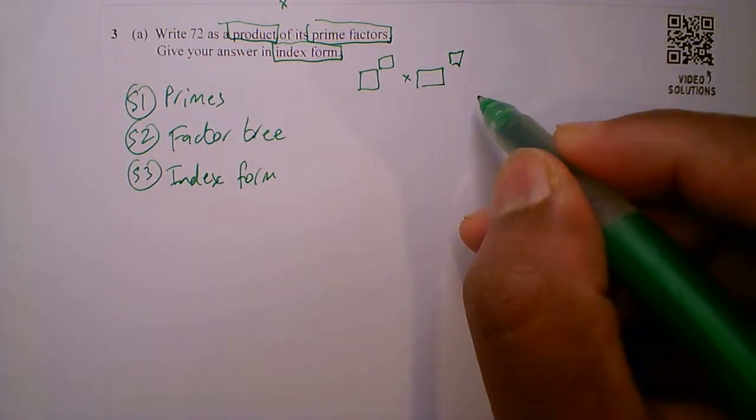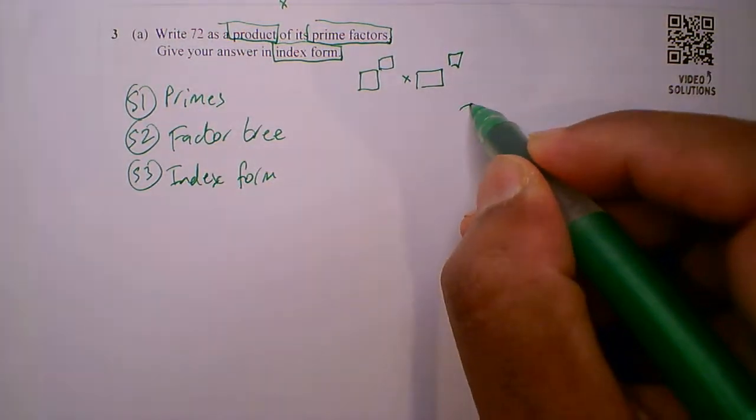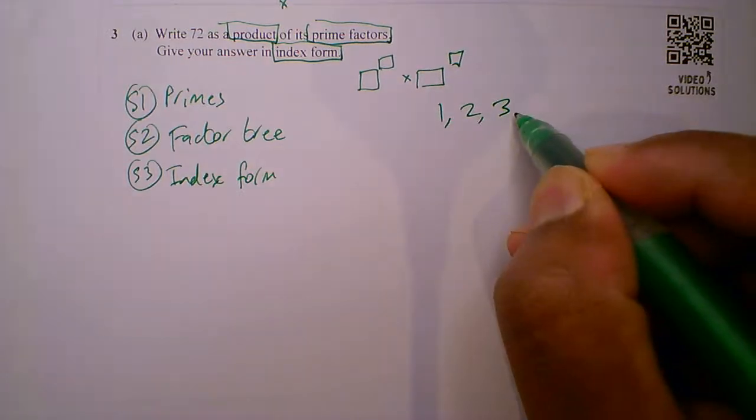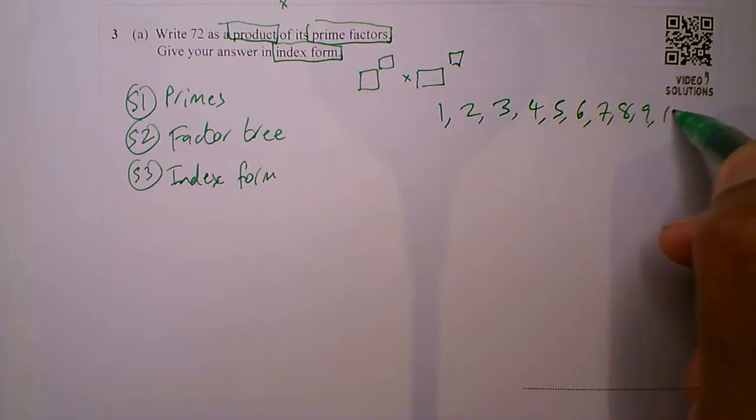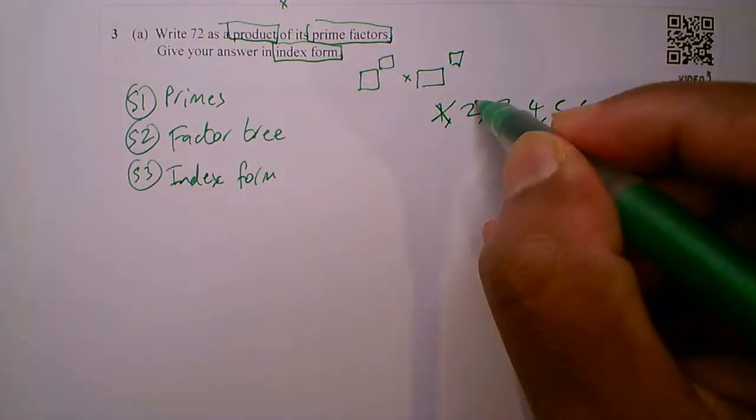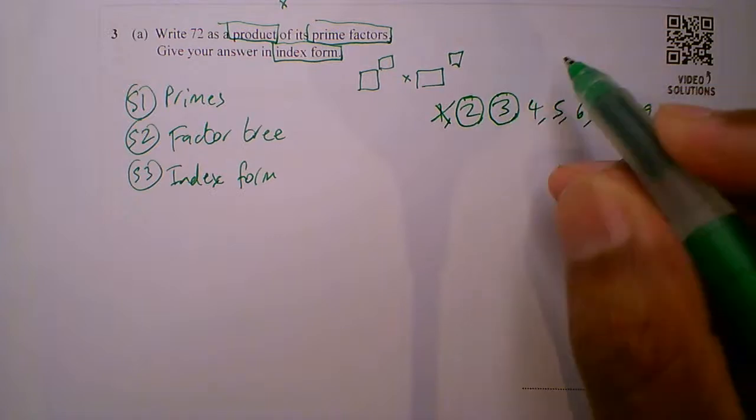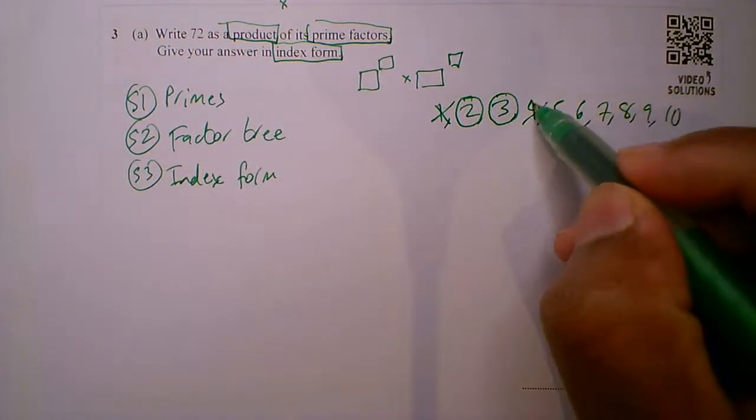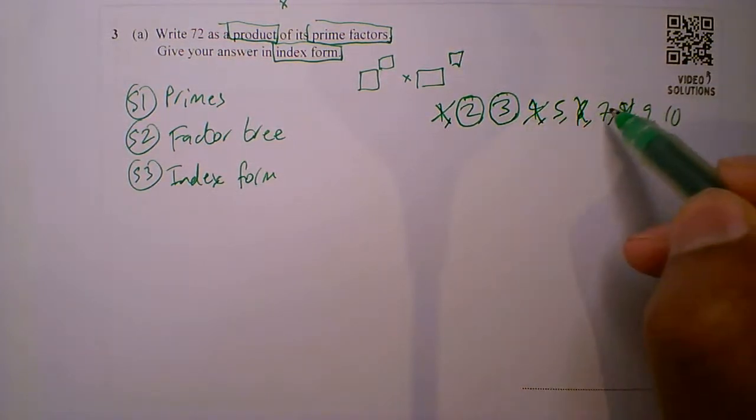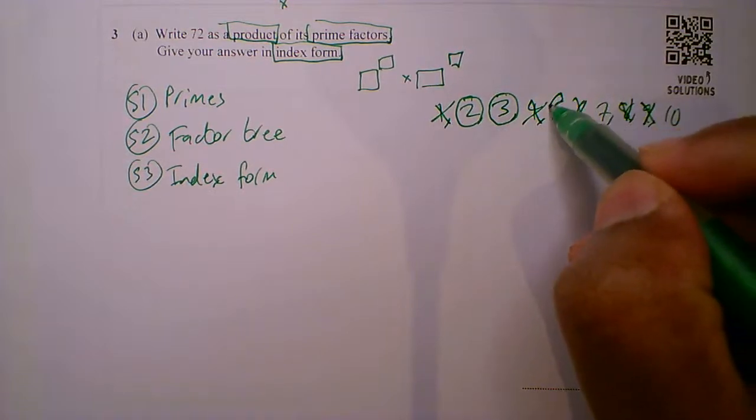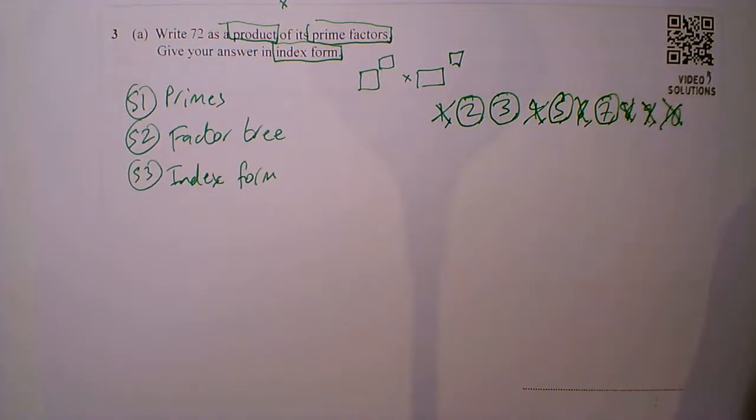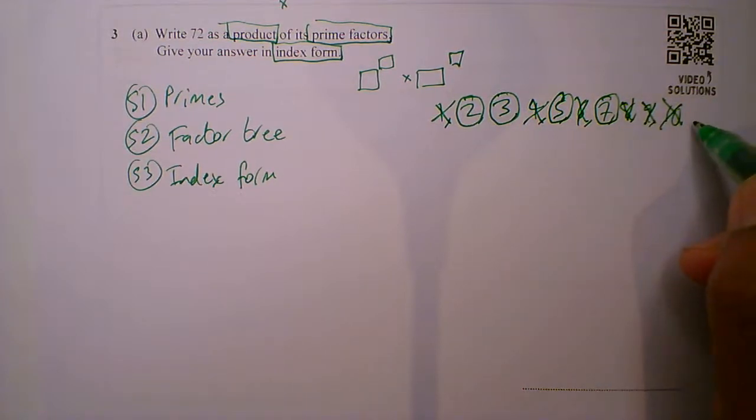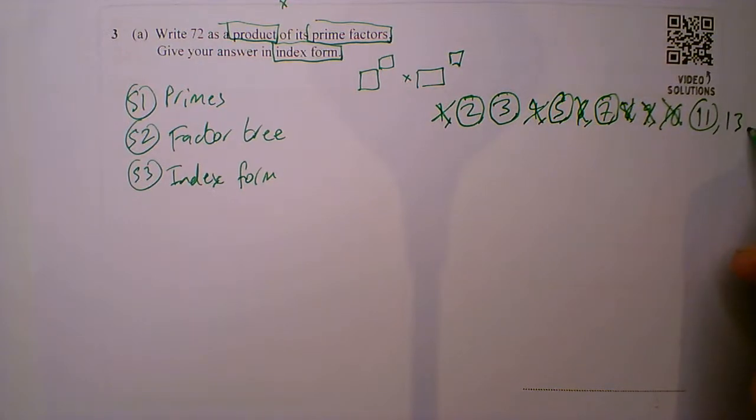Okay, so 72. Step 1, what are my prime numbers? 1, 2, 3, 4, 5, 6, 7, 8, 9, 10. I'm just writing out my numbers. 1 is not a prime number. 2 is a prime number. 3 is a prime number. 4 is a multiple of 2, so cross that out, cross the even numbers out. Multiples of 3 I can cross out. 5 is a prime number, 7 is a prime number, and so on. So in the exam, in case you forget, that's a nice way. 11 is a prime number, 12 isn't, it's a multiple of 2, 13 is, and so on.